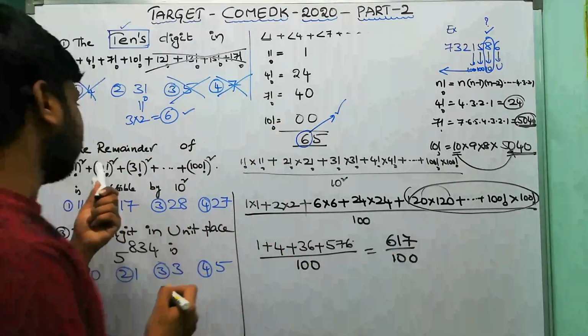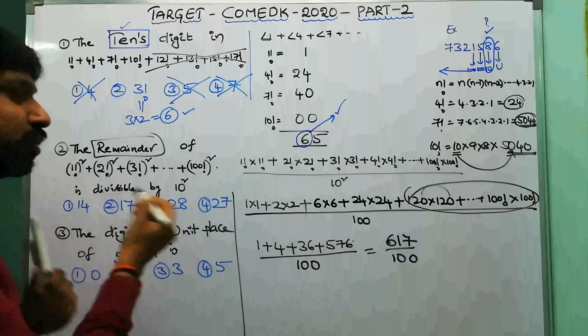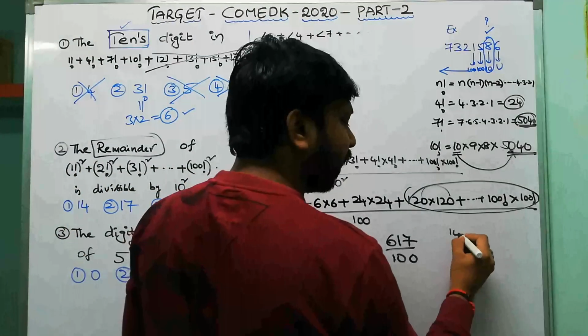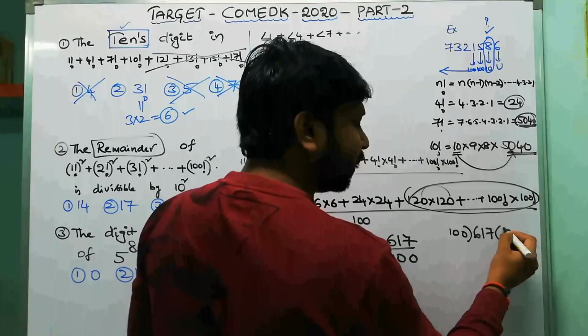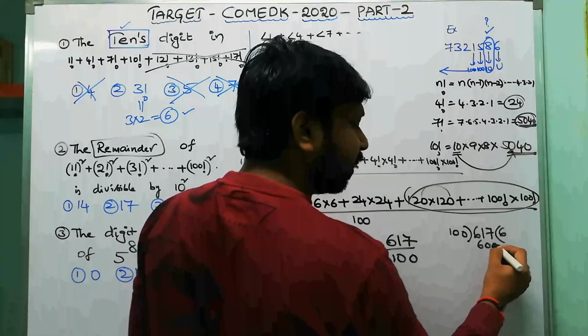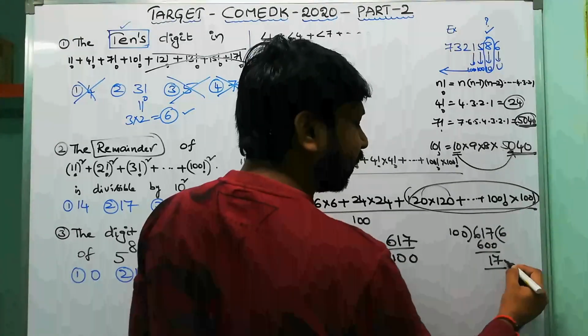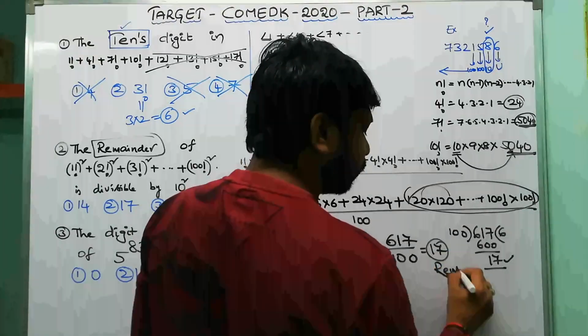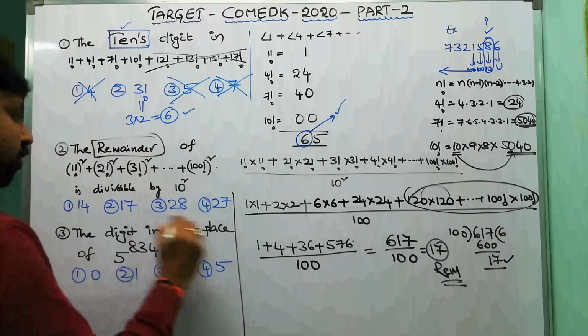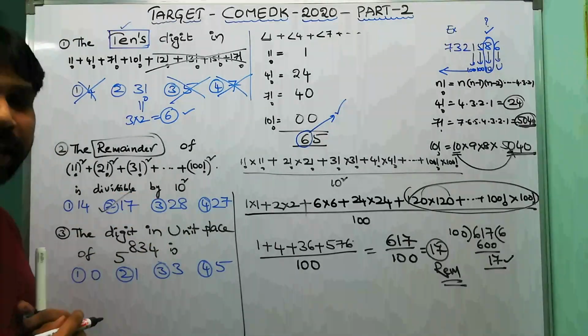They are asking for the remainder, friends. How are you going to evaluate the remainder? 617 divided by 100: 600 is 100 into 6, and what is left is 17. The remainder is 17. Which option is correct, friends? The second option is correct.